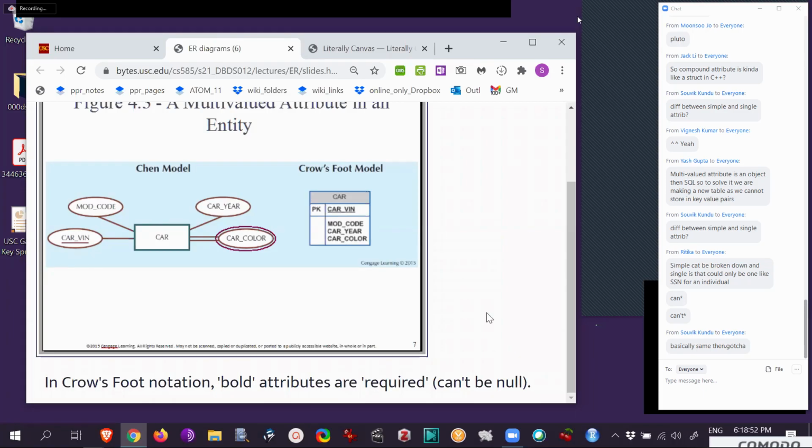Like a car's model, right? A car's make. They're not primary keys, but you need to know Toyota Corolla, right? No, Honda Civic or Honda Accord. You have to know. Therefore, you would make them bold in crow's-foot. And then in crow's-foot, if you underline something, it's a primary key.